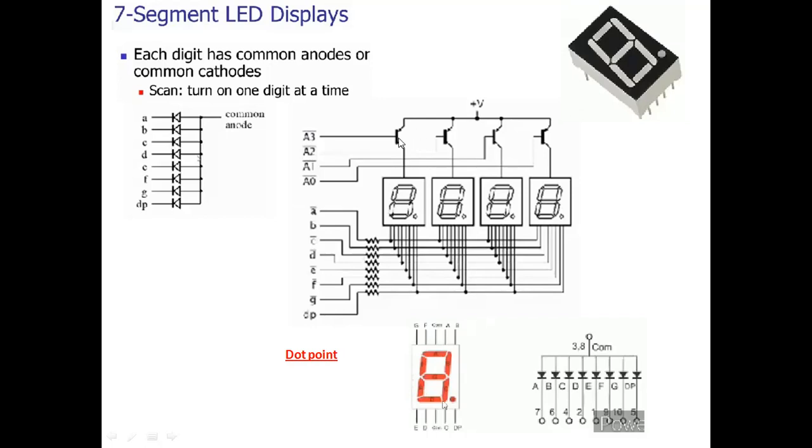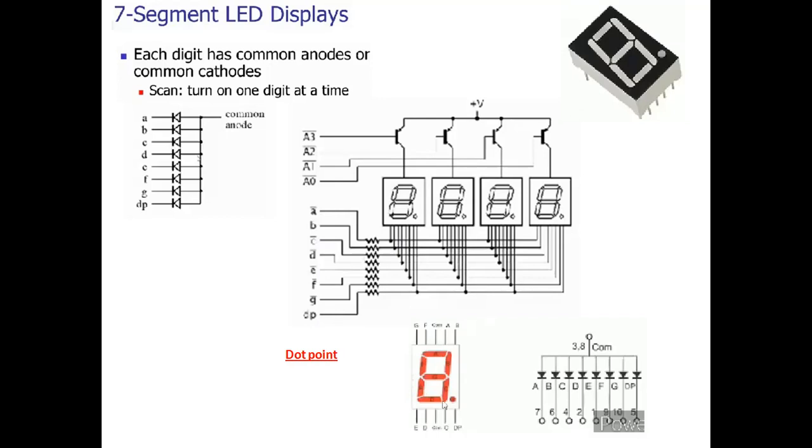Why are these PNP transistors? We can select the particular LEDs using these active low input signals, and if all of these are made 0, 0, 0, 0, then all the LEDs are selected, which means all the 7 segment displays will be selected. And you can see that the A bar to G bar lines, that is A bar, B bar, C bar, D bar, E bar, F bar, and G bar lines, are common for all the LEDs.